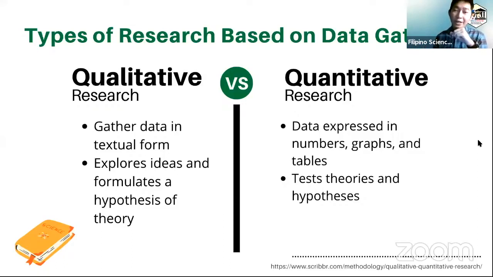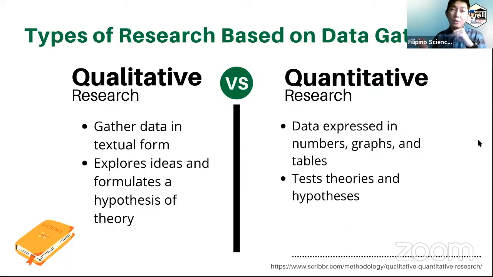Okay? While on the other hand, quantitative research is the research where you obtain data and express it in terms of numbers and illustrate your data in graphs or in tables. And the main difference between qualitative research and quantitative research is that quantitative research is often used to test theory and hypotheses.